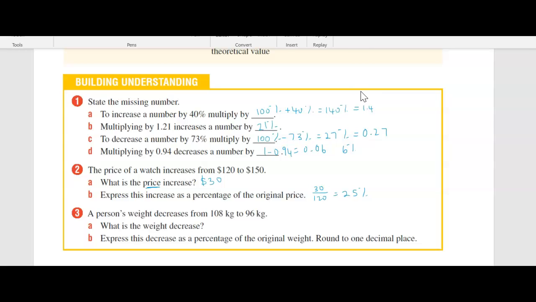A person's weight decreases from 108 kilos to 96 kilos. What is the weight decrease? So that's 12 kilos. And express it. So we're going to do 12 over the original weight, which is 108. And I'm just going to do that on my calculator. But I think I know what the answer is. All right, so it's 11.1% if we're just doing one decimal place.